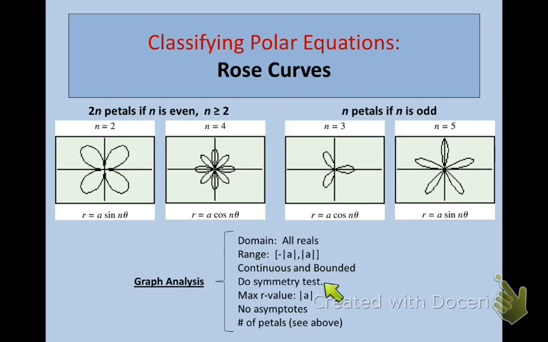Continuous and bounded should be obvious. Symmetry test, if I ask you to do it algebraically, you'll do it. If you're looking visually, what is this? What's its symmetry? Is it symmetric about the x? Yes. The y? Origin? Yes. Same with this one, right? This is symmetric about x, y, and origin. How about this one?